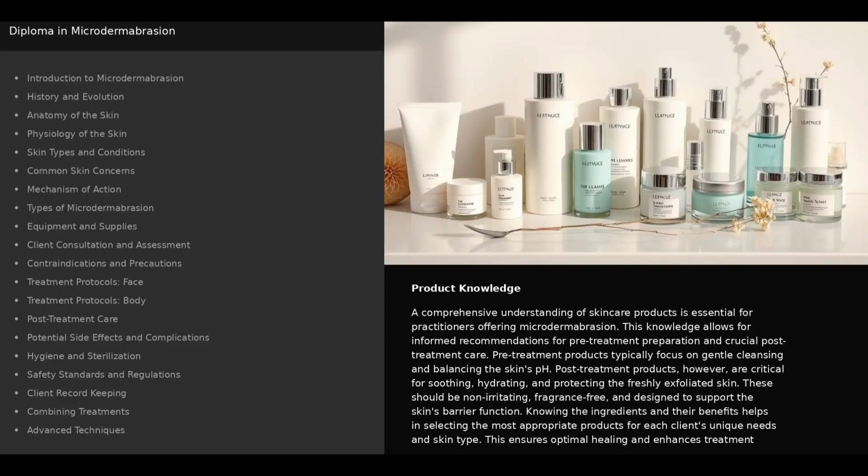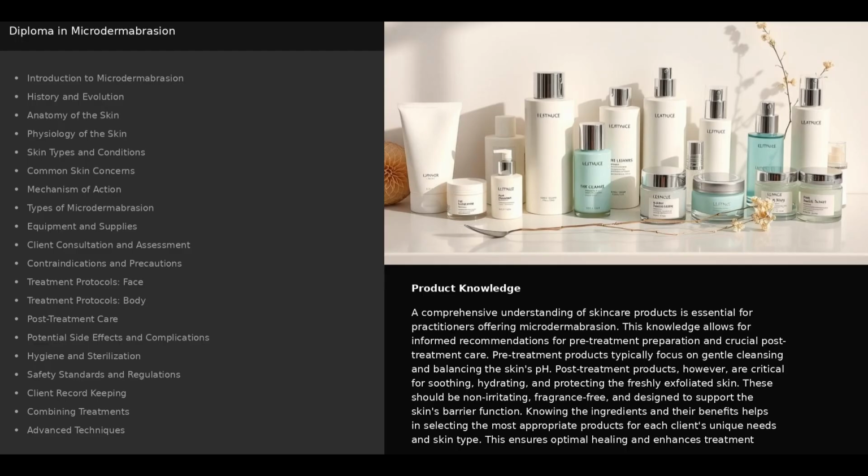Product knowledge. A comprehensive understanding of skincare products is essential for practitioners offering microdermabrasion. This knowledge allows for informed recommendations for pre-treatment preparation and crucial post-treatment care. Pre-treatment products typically focus on gentle cleansing and balancing the skin's pH. Post-treatment products, however, are critical for soothing, hydrating, and protecting the freshly exfoliated skin.